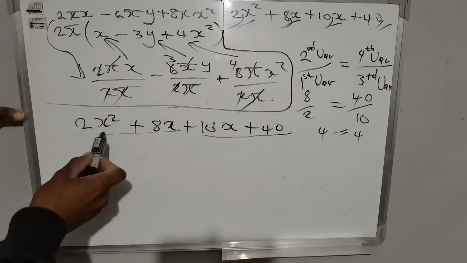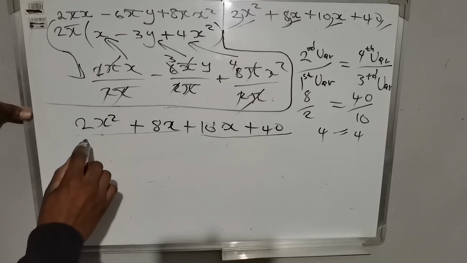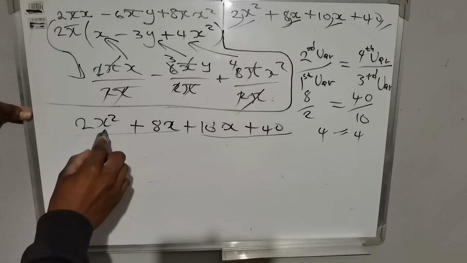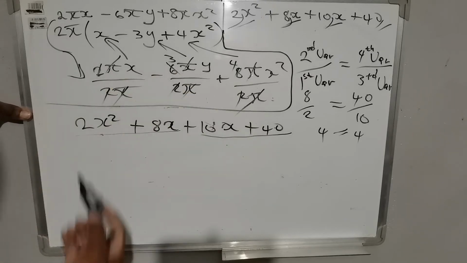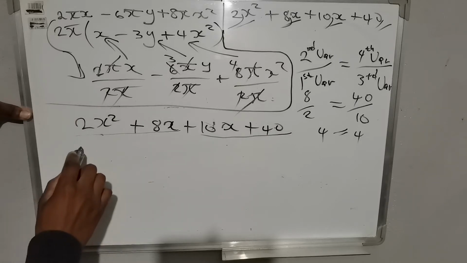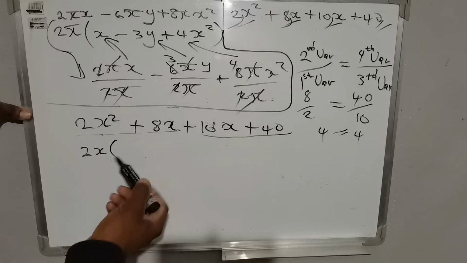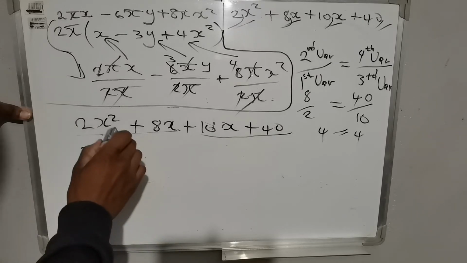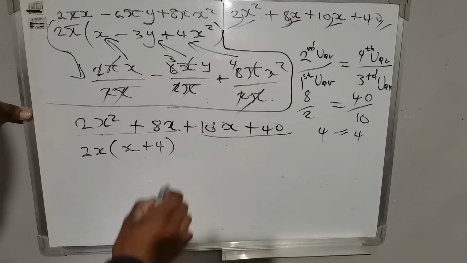The greatest common factor here is x, but we can also see that if we divide by 2, here we'll get 1 and there we'll get 4. So we'll also take out 2 as the greatest common factor. So we take 2x out, and here we get x, and here we get 4.